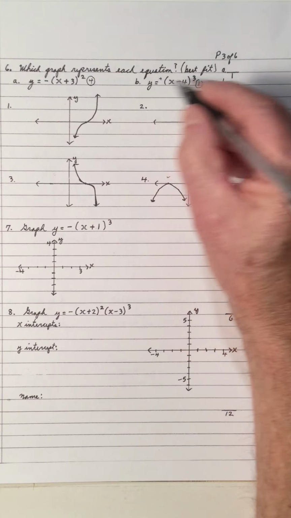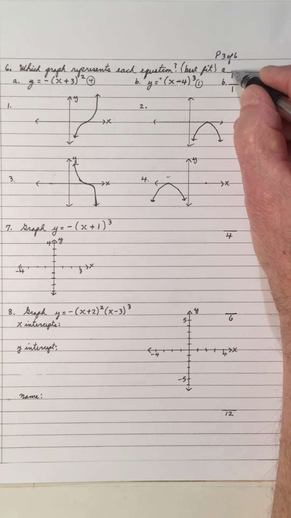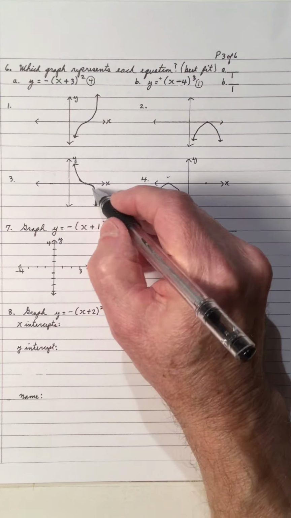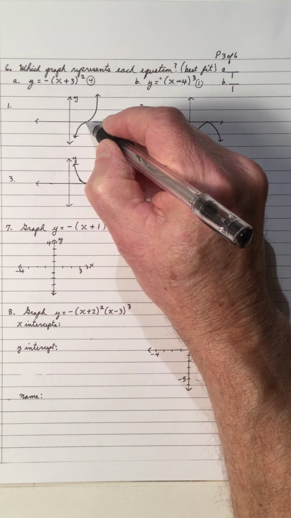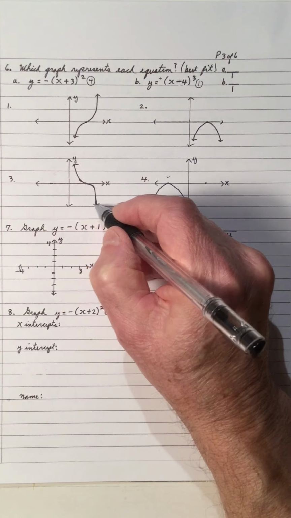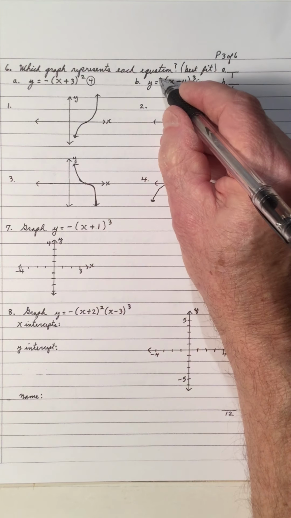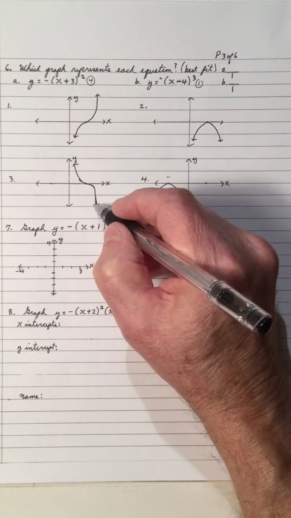So for each one of these, give yourself a mark, 1 for each one. Notice this is the sideways S at this positive x-intercept, and this is the negative. So if I had a negative on this right here, it would have been this one.